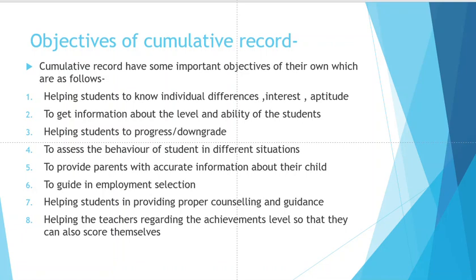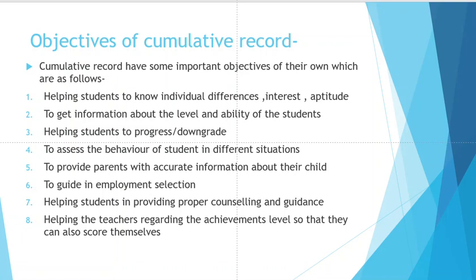So to provide parents with accurate information about their child, if the parent needs any type of information about a particular child or student, we have the information in our cumulative record. Then to guide in employment selection, helping students in providing proper counseling and guidance, then helping the teachers regarding the achievement level, so that they can also score themselves. It also provides the academic achievements of the students, so it helps to find out the achievement level of the students. So these are some major objectives related to the cumulative record.